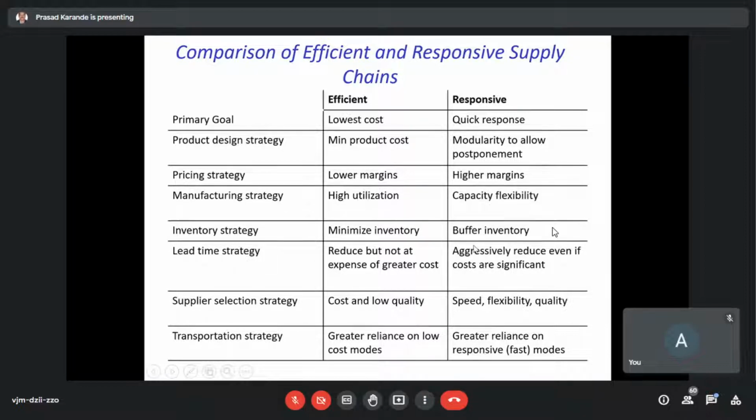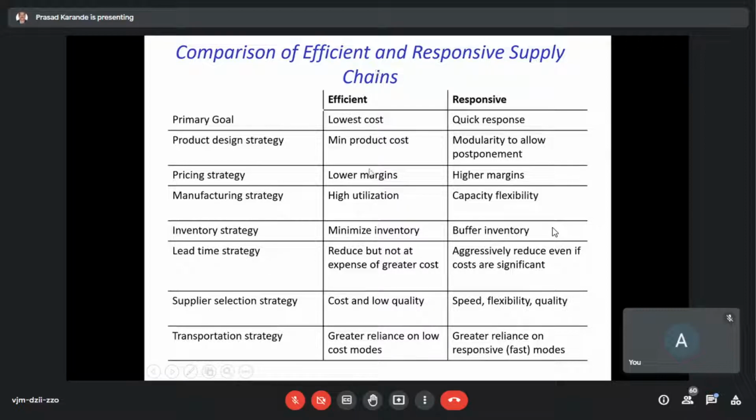मतलब यहाँ पे lead time आपको कम करना ही है in responsive supply chains, because customers don't want to wait for the deliveries. Then supplier relation strategies are cost and low quality, and in the case of responsiveness you will expect speed, flexibility, and quality of the products. Then transportation strategy: great reliance on low cost modes, and in the case of responsive, greater reliance on the responsive modes rather than the cost.